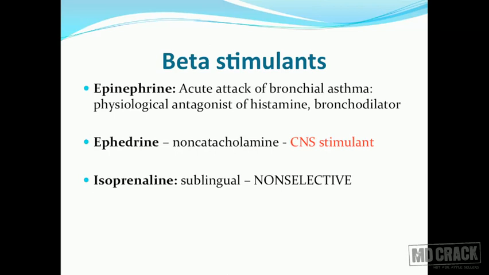The third important agent under the beta stimulants is isoprenaline. Isoprenaline is used by sublingual route of administration to terminate an attack of bronchial asthma, but as you know, isoprenaline is non-selective. It acts on beta-1 as well as beta-2 receptors, and when you give a drug by sublingual route of administration, it enters the systemic circulation, and the beta-1 receptors are present in the heart, so isoprenaline is going to produce cardiac adverse effects and cardiac stimulation. So these are comparatively non-selective beta stimulants.